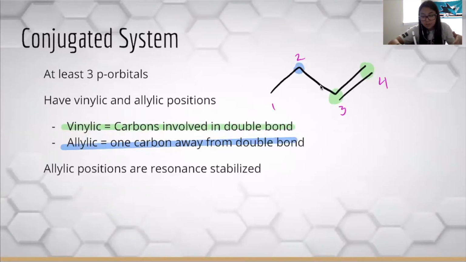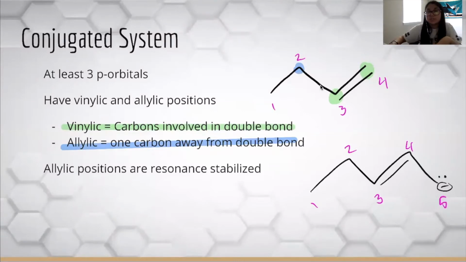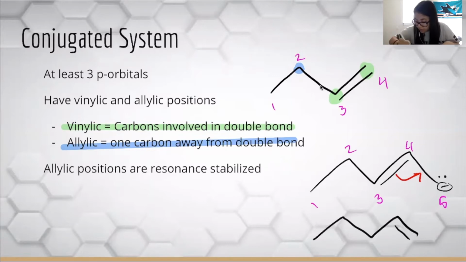So if I were to draw a structure that looked like this, and there was a lone pair at the end, as you can see, 1, 2, 3, 4, 5. Carbon 5 in this structure is the allylic position, and you can draw resonance to form this structure. 1, 2, 3, 4, 5. The double bond will be there, and the lone pair is now here. Carbon number 5 is stabilized by resonance.